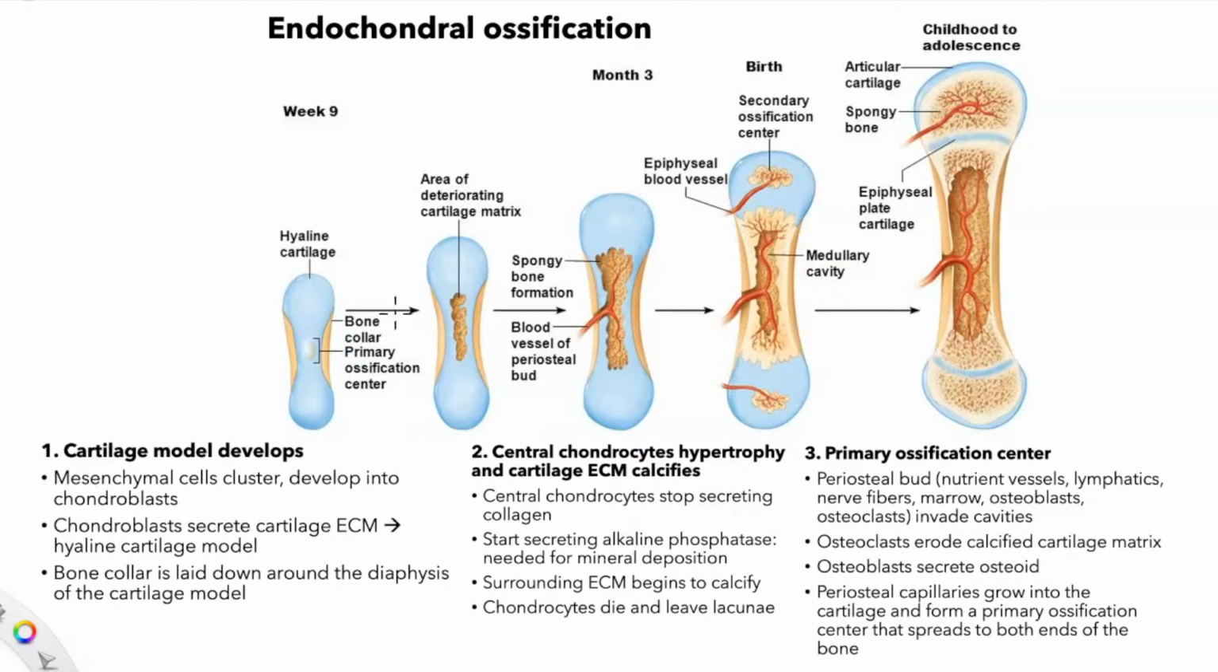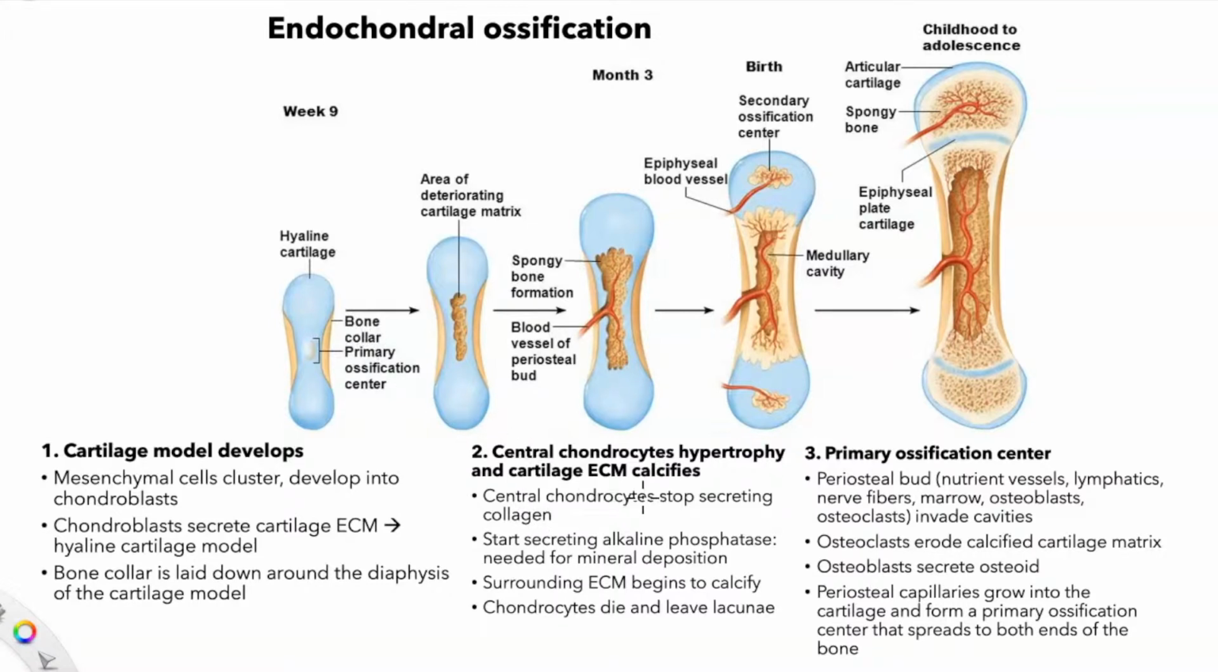So what happens is, this isn't necessarily shown in the diagram, but mesenchymal cells cluster and develop into chondroblasts. So the chondroblasts secrete cartilage ECM or extracellular matrix, which becomes the hyaline cartilage model. And the chondroblasts then differentiate into chondrocytes, and they reside in lacunae, but that's not terribly relevant right now. Then this bone collar, which is formed by periosteum, is laid down around the diaphysis or the shaft part of the cartilage model. So you see that here.